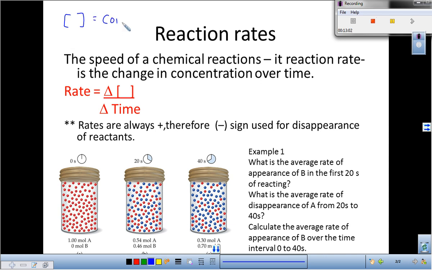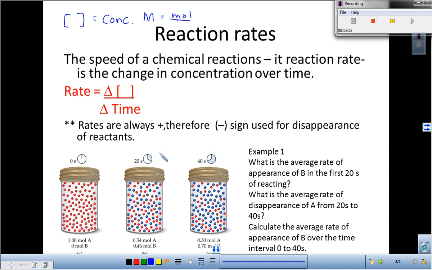What is the unit for concentration? It's molarity, which is moles per liter. So that's what concentration is. Your rate is calculated by the change in your concentration over the change in time. Now, keep in mind we have a little bit of a sign thing that we have to deal with. Why?